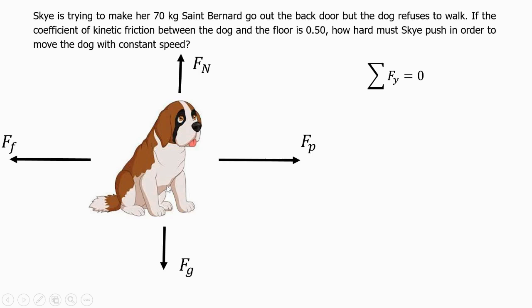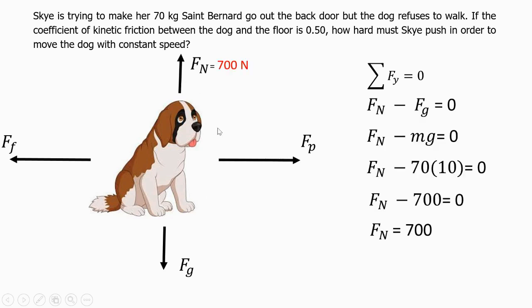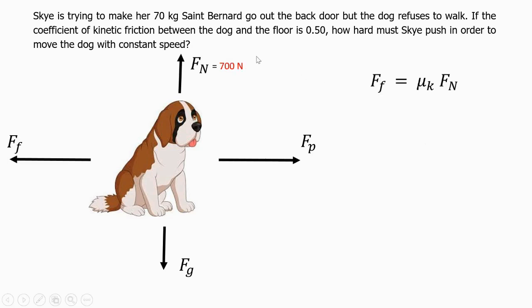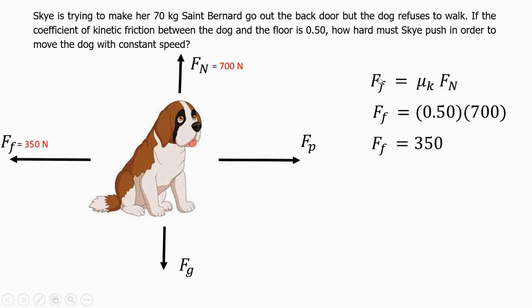So the first step would be basically the same as before, right? We need to find the normal force, which hasn't changed. It's still 700. Then we'll put the normal force into this equation to find the friction. We have a different number for the coefficient this time because it's moving, and the problem tells us that that is 0.5. So let's put those numbers in. And we get that the friction force is 350 newtons.